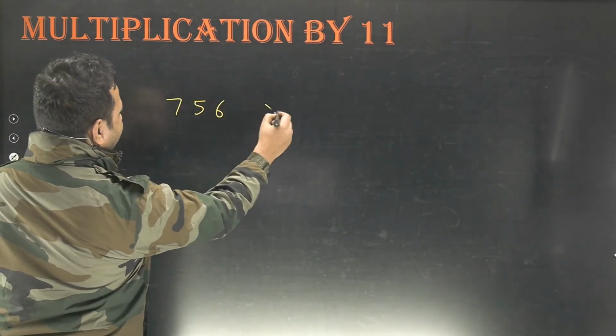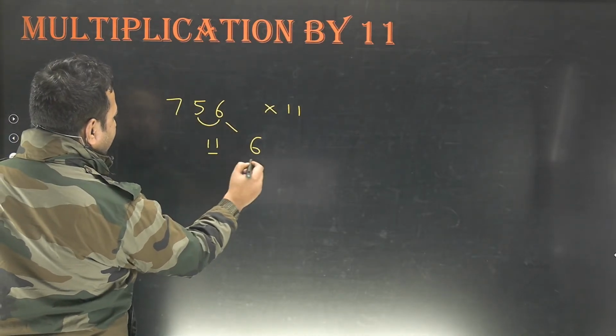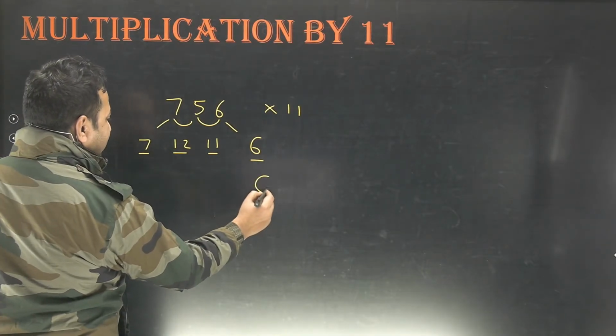756 multiplied by 11. 6. 5 plus 6 is 11. 7 plus 5 is 12. And 7 comes here. 6 remains the way it is.